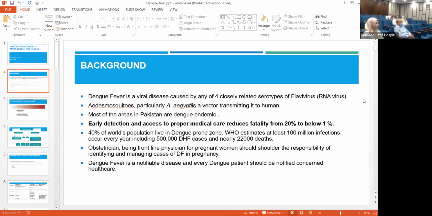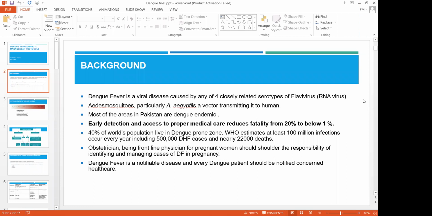40% of the world's population lives in dengue-prone zones, and according to WHO, 100 million infections occur every year, out of which 500,000 end up in dengue hemorrhagic fever, and nearly 22,000 deaths occur due to this. The obstetrician is the first-line physician, so that it can be managed accordingly.